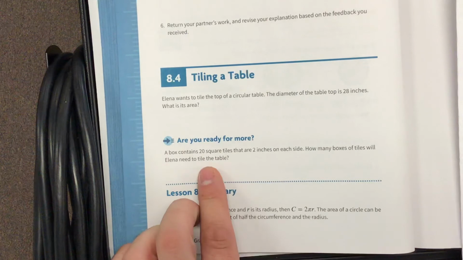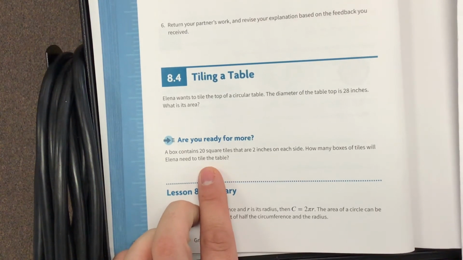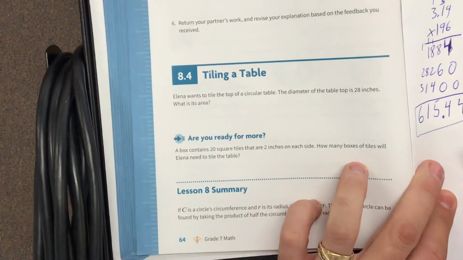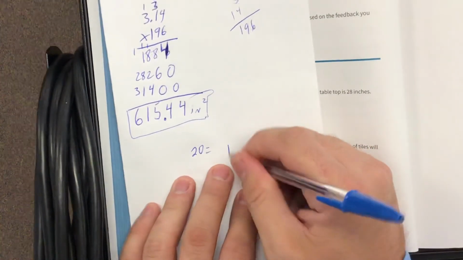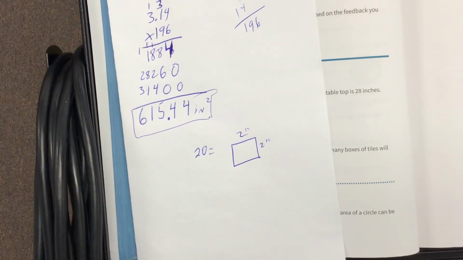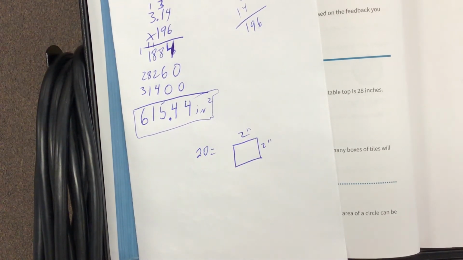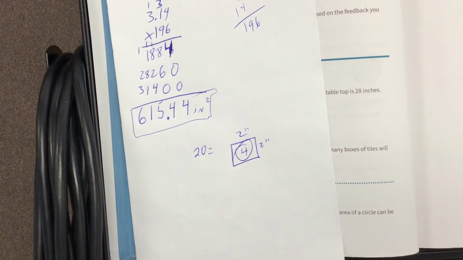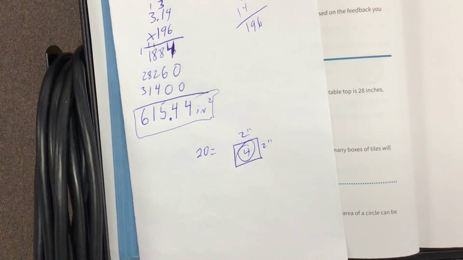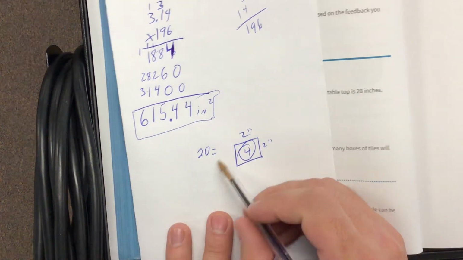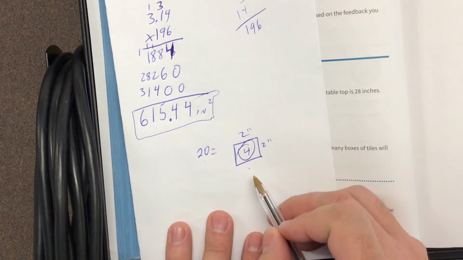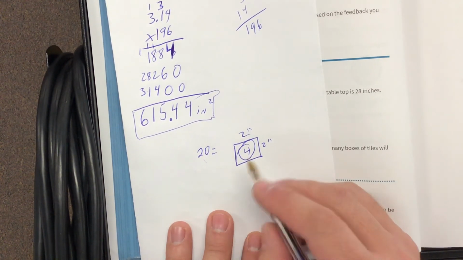All right, now, you want to know how many boxes of tile you need for that table? It says the boxes come in 20 square tiles, and the tiles are 2 inches by 2 inches. So what is the area of one tile? 4, right? And how many tiles come in a box, excuse me? So how much area can I cover with one box? 20 tiles times 4, not boxes. 20 times 4 is 80.